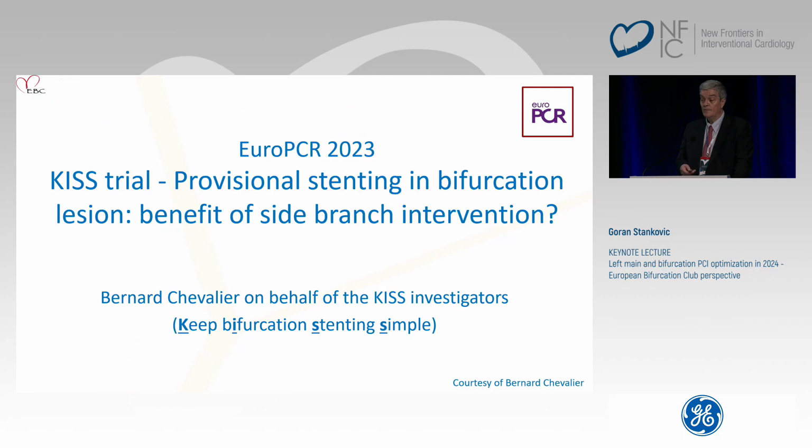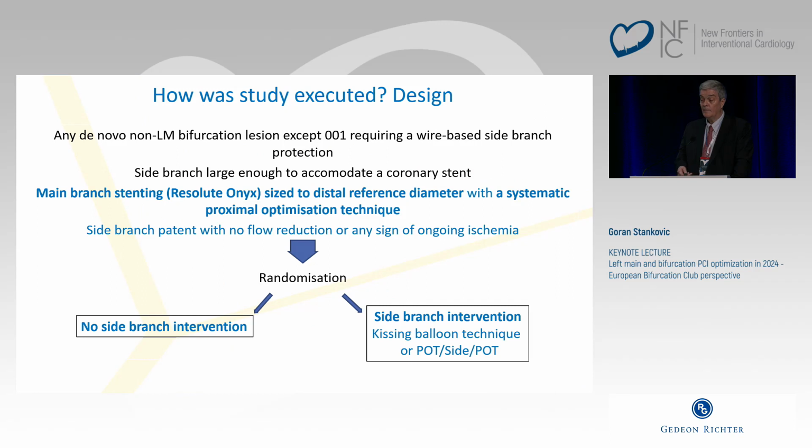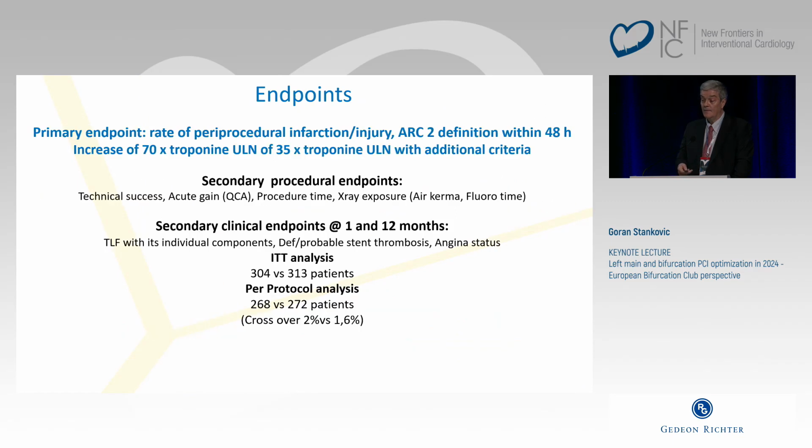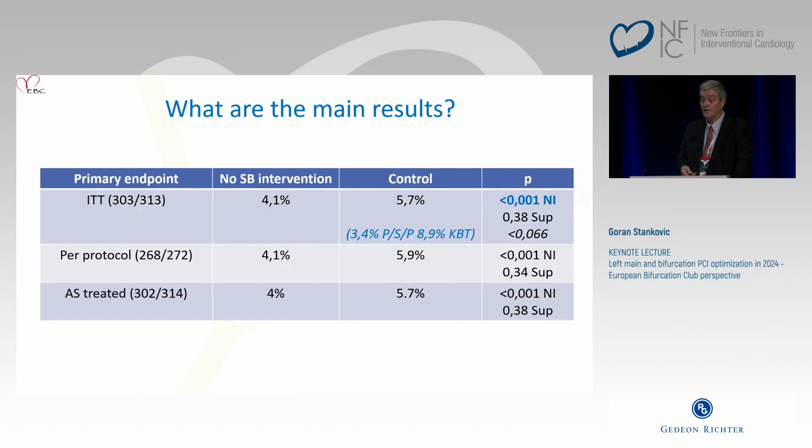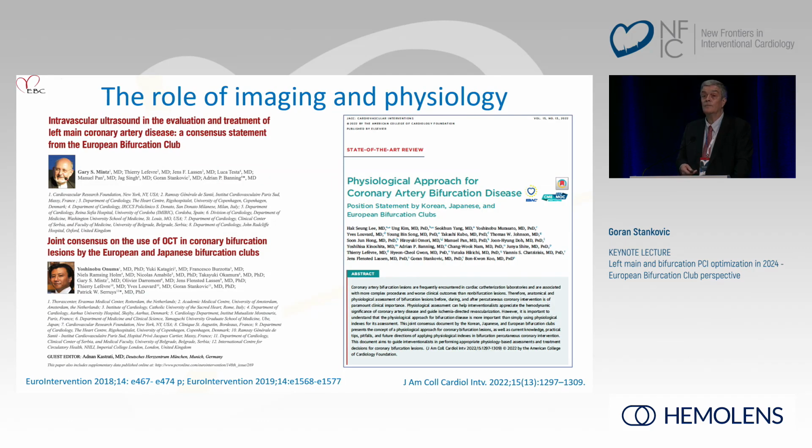Bernard Chevalier also presented the non-left main KISS trial. He compared, after POT, no side branch intervention versus kissing or POT-side-POT, and the primary endpoint was just peri-procedural rate of myocardial infarction. The primary endpoint of non-inferiority was reached, even with a significantly lower event rate in the no intervention arm compared to control. We need to wait for 1 year follow-up to see if this will translate into a difference in clinical outcome.